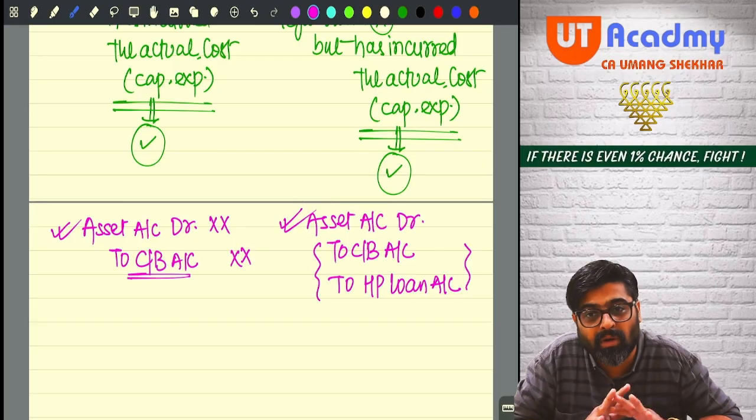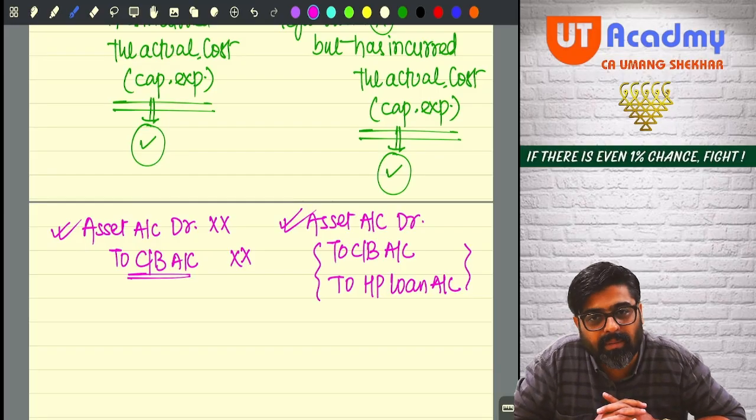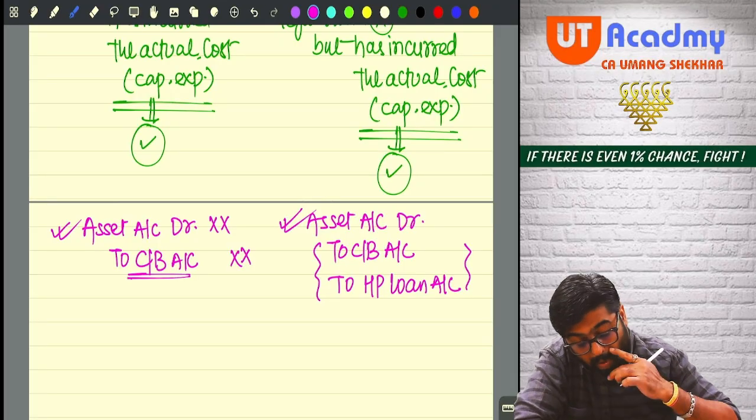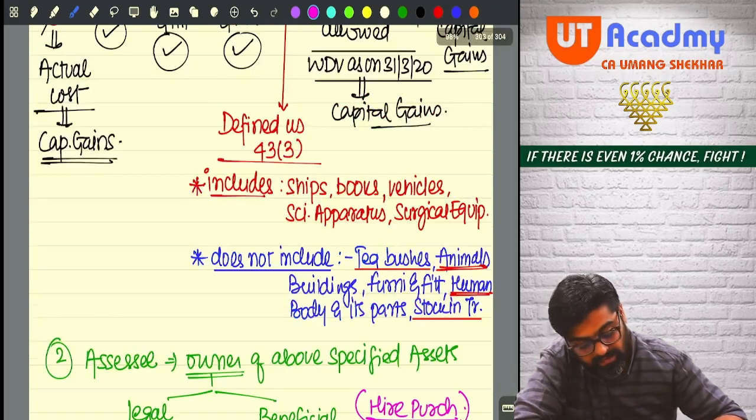Form is what? You are not the legal owner. But substance is, the cost is incurred by you. You claim it as depreciation. Treat yourself as what? Beneficial owner. Mysore Minerals, the case law I have discussed with you. Will you remember? Sure. Now see, the second condition is done.